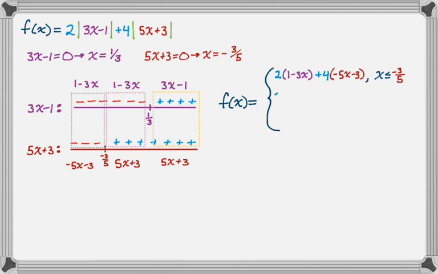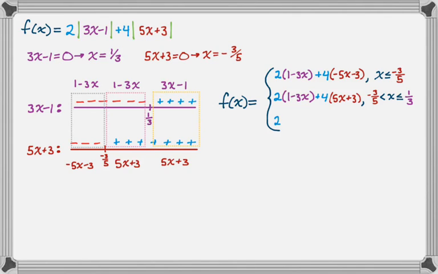There's still just a 2 sitting here. Still going to use 1 minus 3x, because that's what the absolute value of 3x minus 1 is equal to on that interval. And then plus 4. And now I've switched over to 5x plus 3. This is between negative 3/5 and 1/3. I already had the equals on the other branch at negative 3/5, but 1/3 is the first time it showed up, so I put equals.